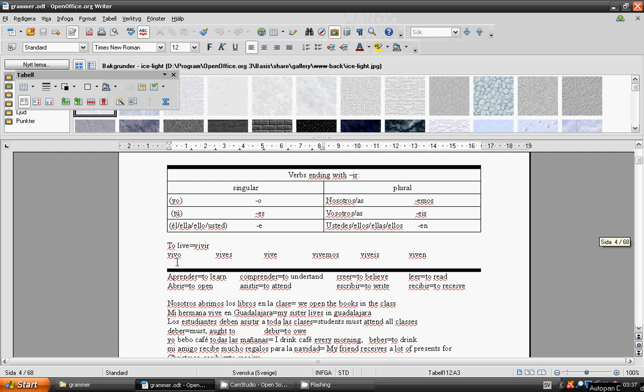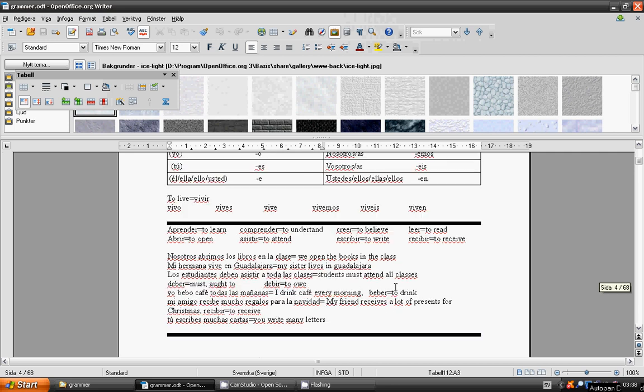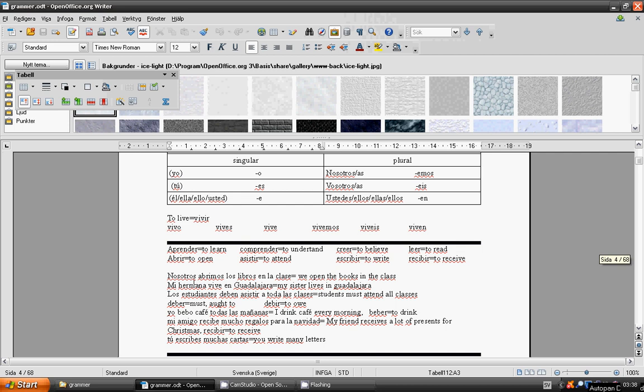To learn, aprender. To understand, comprender. To believe, creer. To read, leer. To open, abrir. To attend, asistir. To write, escribir. To receive, recibir. We open the books in the class. Nosotros abrimos los libros en la clase. Abrimos, abrir. First plural pronoun, IR replaces with imos.